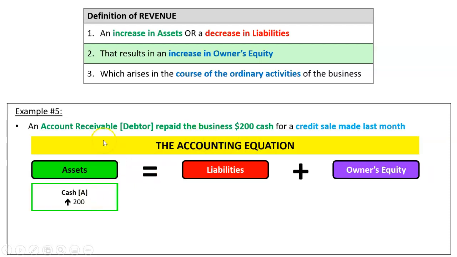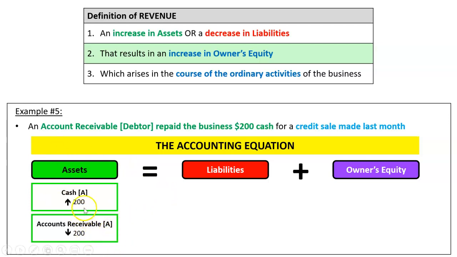Well, first of all, we're going to have more money. This account receivable or debtor is going to give us $200 cash. So cash goes up. But this is actually not going to be revenue because nothing's going to happen here because another asset called accounts receivable goes down $200. If someone owes you $200 and then they give you that $200, well, now they owe you nothing. So this asset actually goes down and that's it.